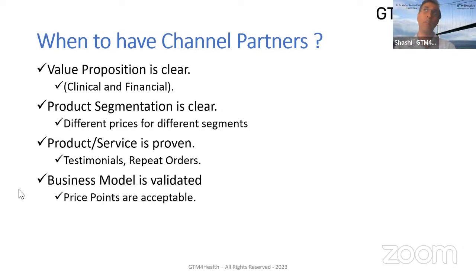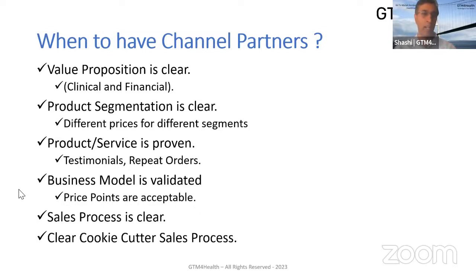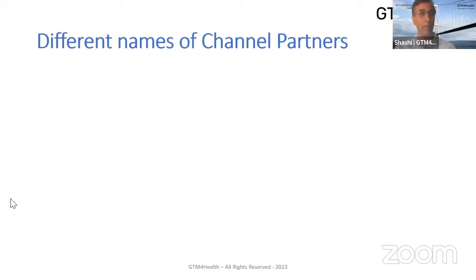What price you sell to the dealer distributor, what price he sets it up, everything is understood, clearly documented. That's the way. So sales process, 1 meeting, 2 meetings, and then you should be able to do it. That's called the cookie cutter sales process. Once you have this, you are ready to have a channel partner, dealer, distributor.